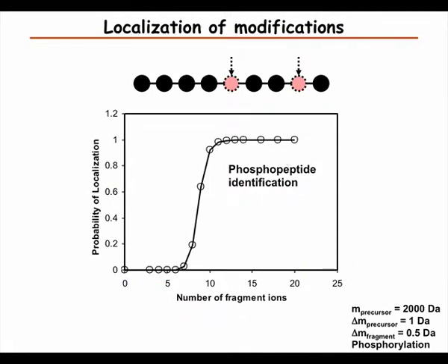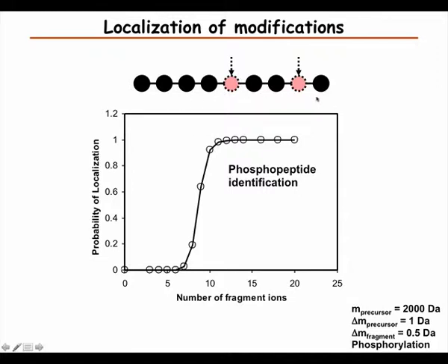So we talked a little bit about different experimental methods to enrich for phosphopeptides, and we can see that we can generate data where we can identify the phosphopeptides well. But then the other question is, how well can we localize? How well can we tell exactly which site is phosphorylated?